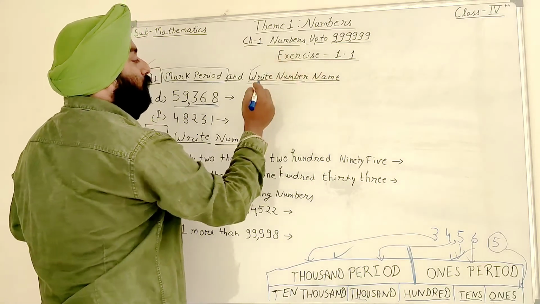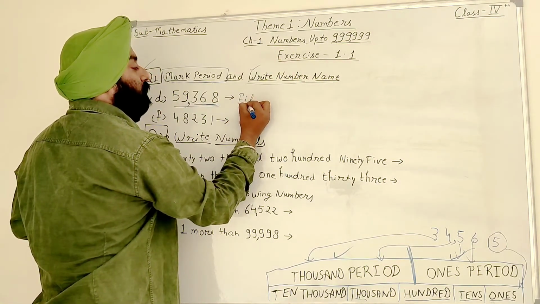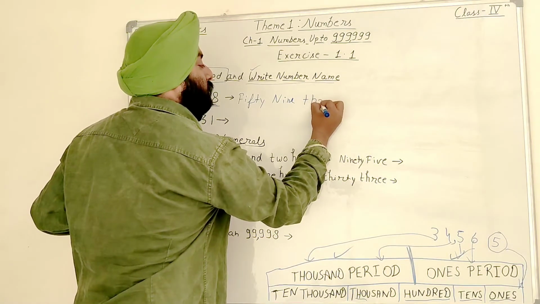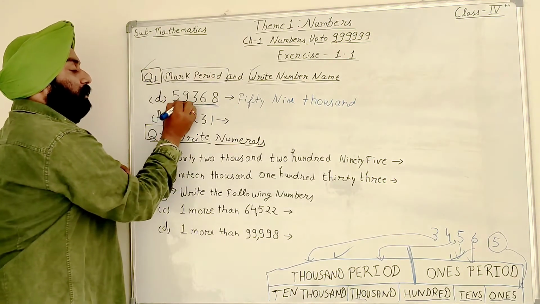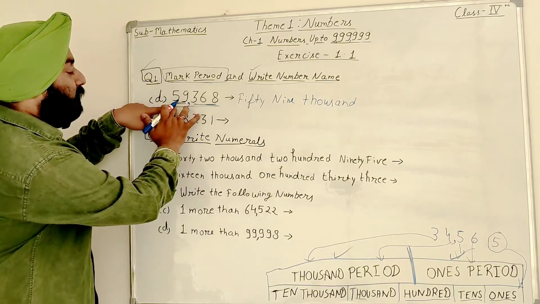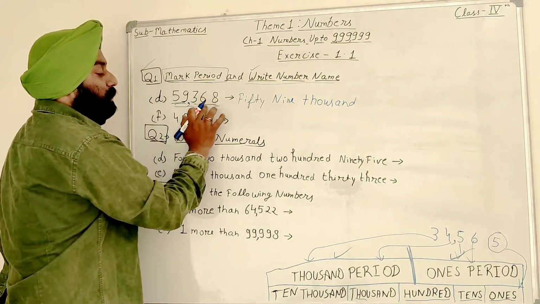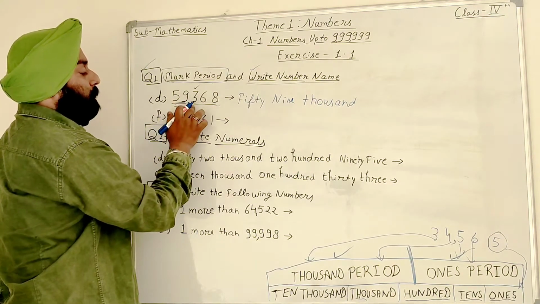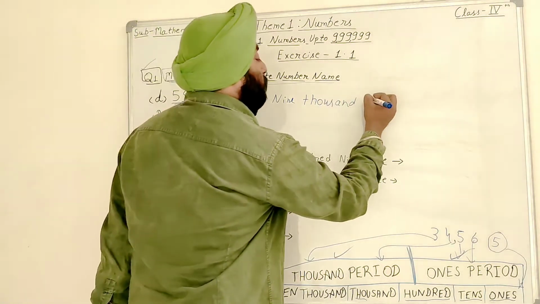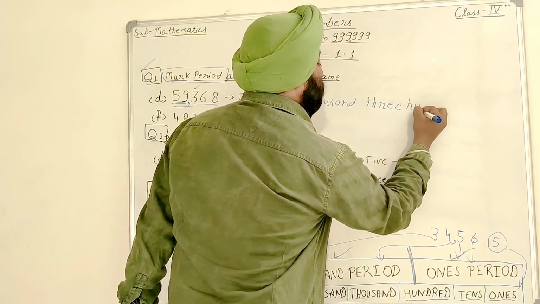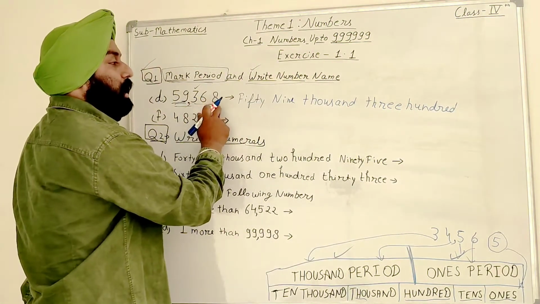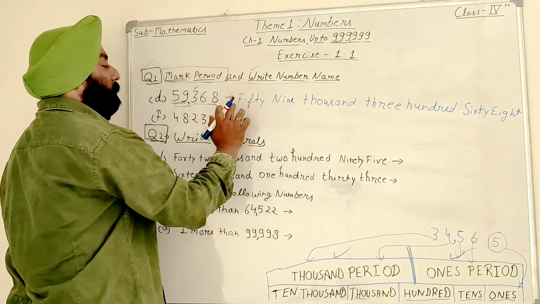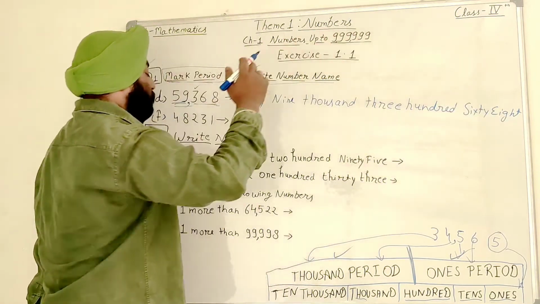Also we have to write the number name of that number. 59 comes in thousand period, so 59,000, and after that ones period 300, because in ones period we have ones, tens, hundred, and the third digit is hundred place. So 300 and 68. So our number is 59,368.